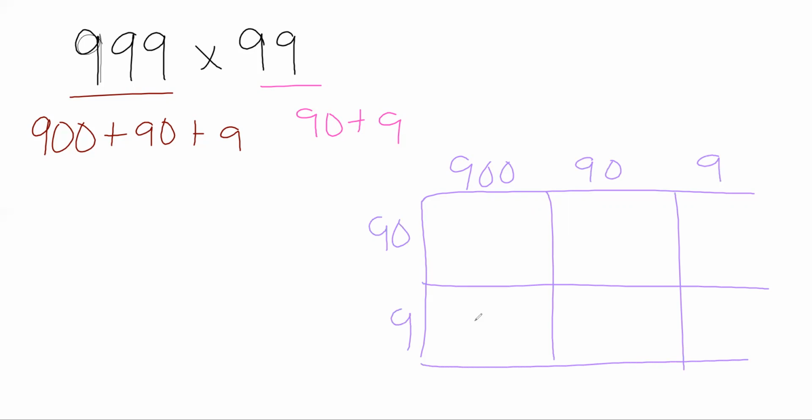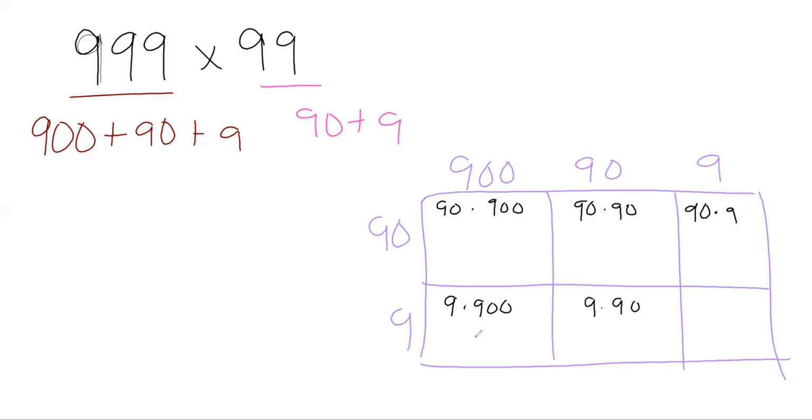I guess this is where you really learn 9 times 9. It's really gonna help here. So we got a row of 90 times a column of 900, a row of 90 times a column of 90, a row of 90 times a column of 9, a row of 9 times a column of 900, a row of 9 times a column of 90, and a row of 9 and a column of 9. Oh my gosh, so many nines. Okay, let's do it. So 9 times 9 is 81.